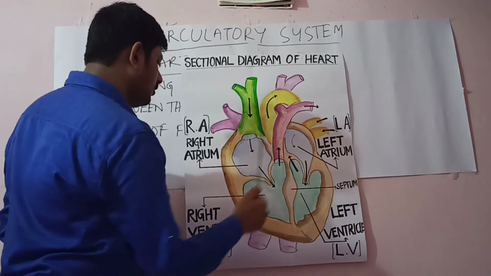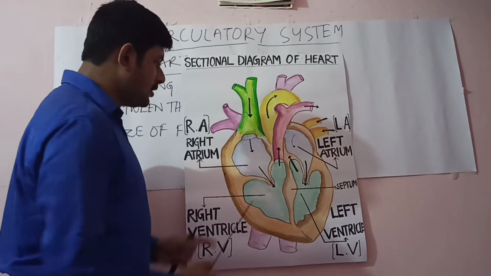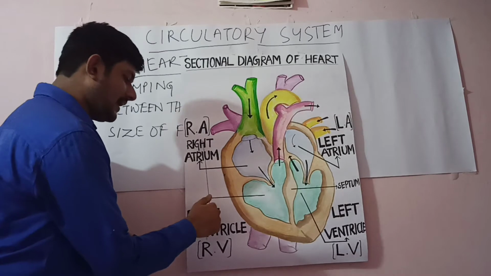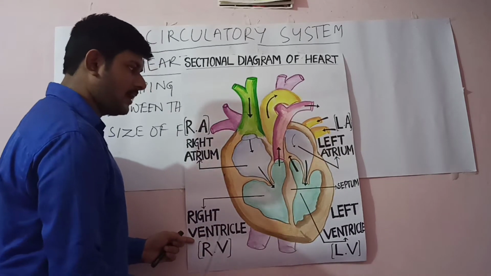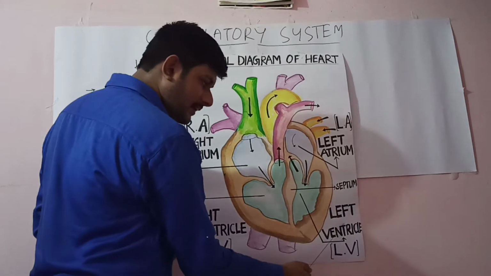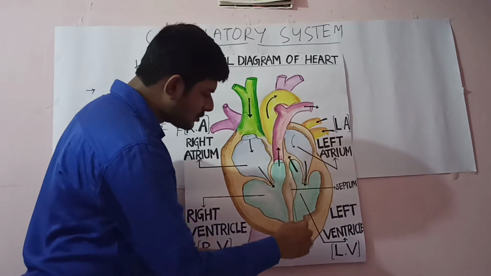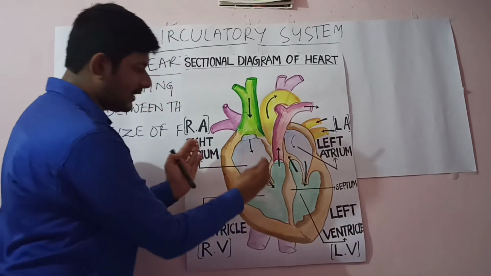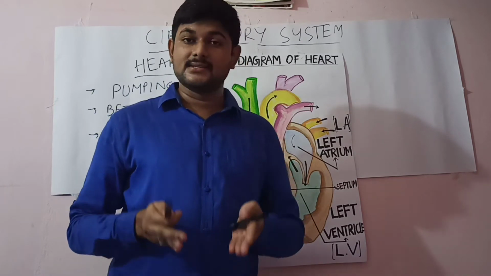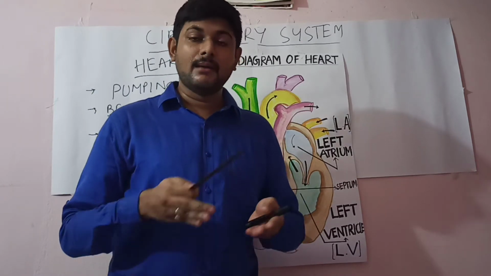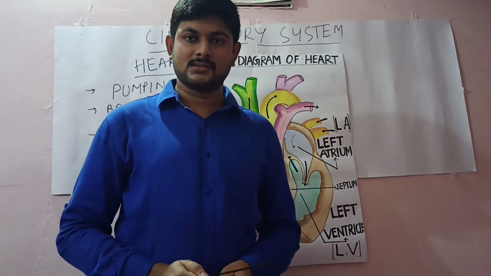I have colored blue for the atrium and slight green for the ventricles. So the right side is called the right atrium and right ventricle, or in short RA and RV. The left side is called the left atrium and left ventricle, or LA and LV. You can see there is a thick muscular layer that separates the right and left side. Can you tell me why it is present here? It is here to prevent the mixing of oxygenated blood and deoxygenated blood.